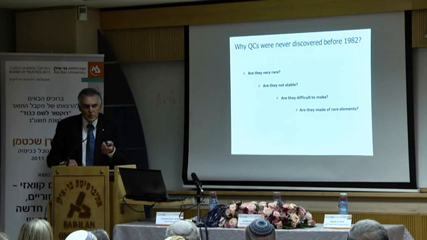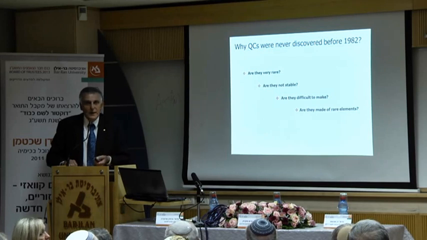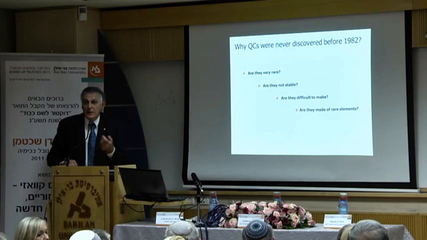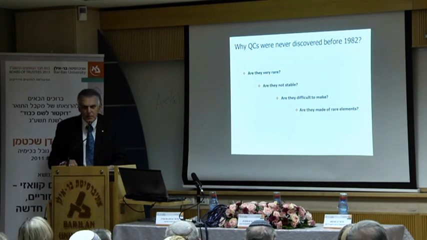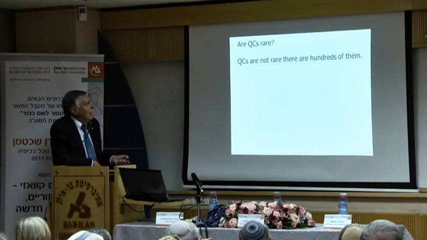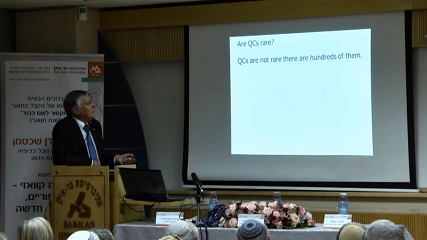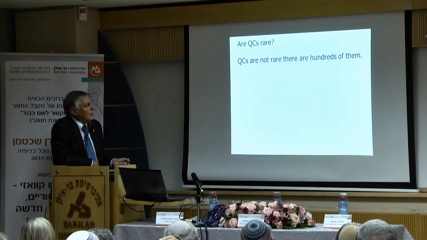70 years of crystallography, hundreds of thousands of studies on hundreds of thousands of crystals by a huge number of excellent scientists, and nobody saw quasi-periodic materials. What's going on? Because they're rare? No. Quasi-periodic materials are not rare at all. There are hundreds of them.